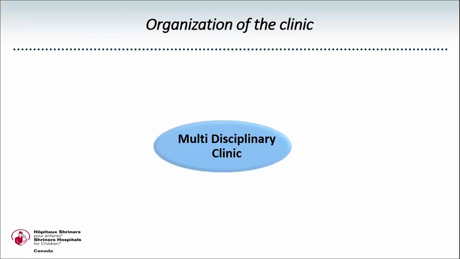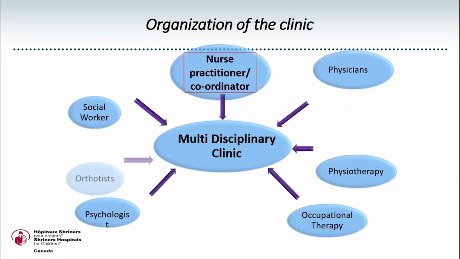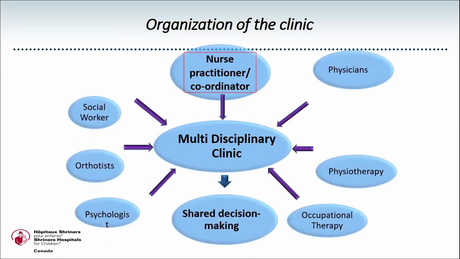The organization of the clinic, as was just mentioned, can only be done in a multidisciplinary clinic where you have all these subspecialties. At the end, you need to make this shared decision-making with the families and with the patient. And I put here on top of all these things the nurse practitioner or the coordinator. You need this if you want a successful multidisciplinary clinic.